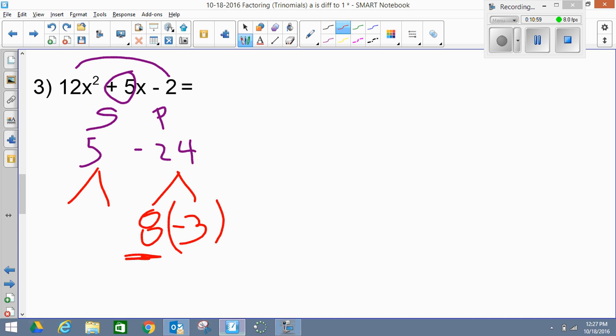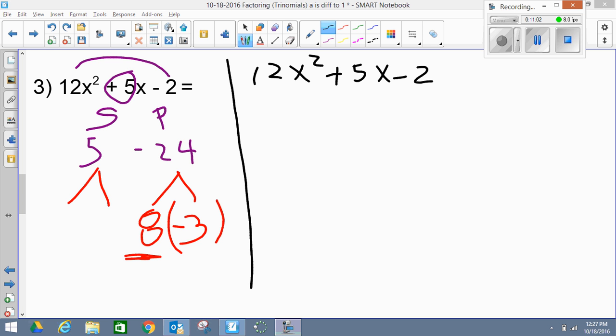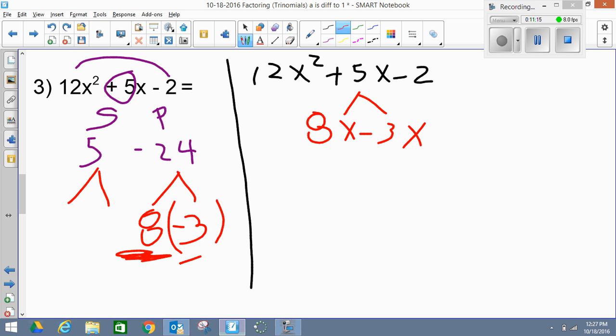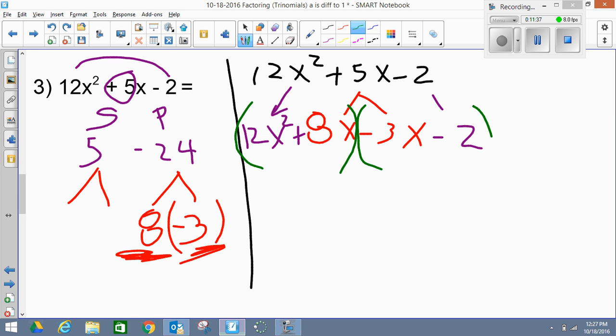Okay, so I'm going to rewrite that. I have 12x squared plus 5x minus 2. I'm going to use the two new numbers to break the middle number. So 5x is going to turn into 8x, the first value, minus 3x, the second value. That's what I use those for. I bring down the negative 2, and I bring down the 12x squared, and it's going to be plus. So now I have 4 terms, make 2 groups of 2. So 12x squared plus 8x, and the second one will be negative 3x minus 2.